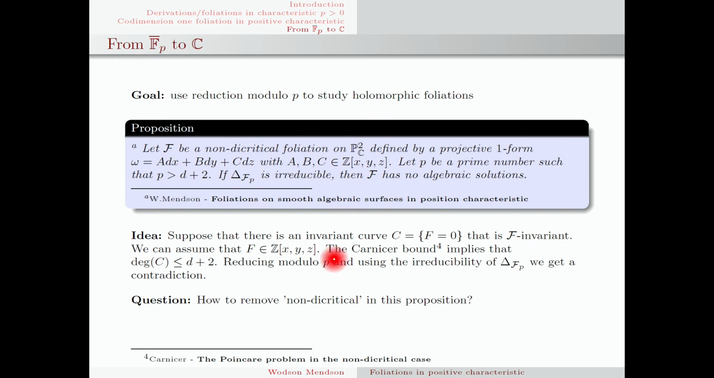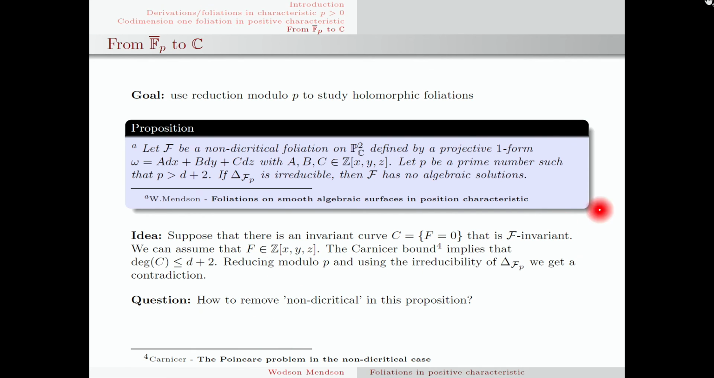Here's the idea of the proof. You suppose that you have an invariant curve. We can assume that it's defined by a polynomial with coefficients in Z. And we have a degree bound for non-dicritical foliations, which says this. And reducing the invariant curve, we have a bound. And by reducing modulo p and using irreducibility of this divisor, we get a contradiction. And the question here: I don't know how to remove this condition, non-dicritical.